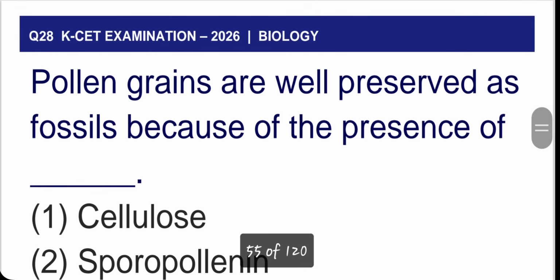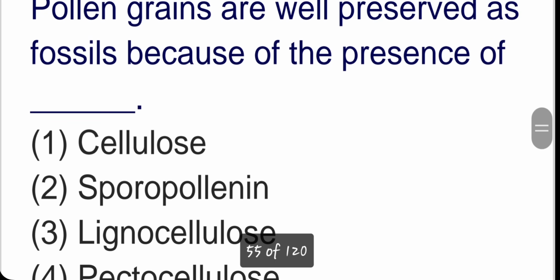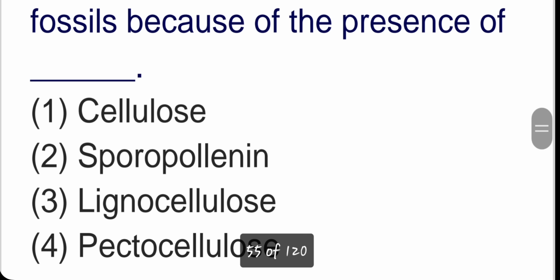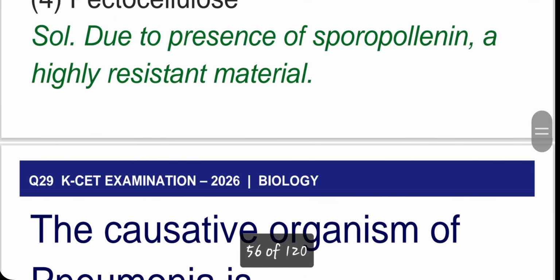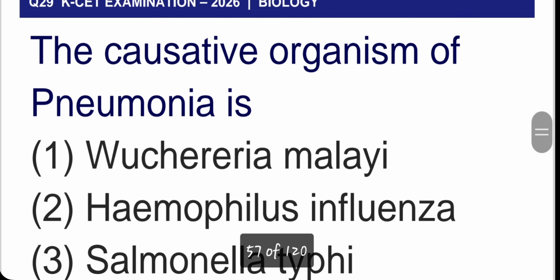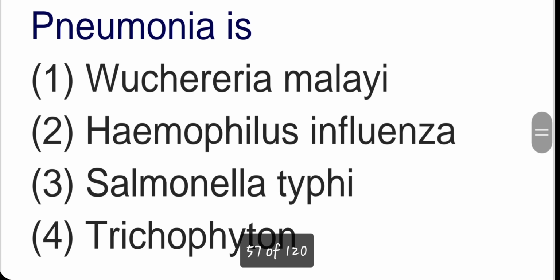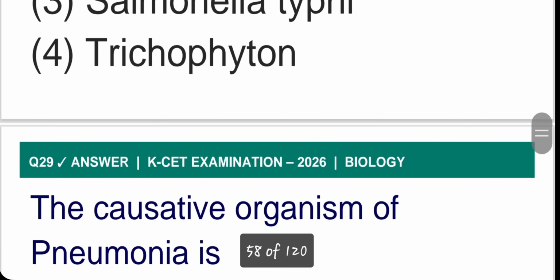Pollen grains are well preserved as fossils because of the presence of cellulose, sporopollenin, lignocellulose, or pectocellulose. It is because of sporopollenin, which is resistant to high temperature, pressure, and even enzyme activity. Sporopollenin is the answer, a highly resistant material. The causative organism of pneumonia is Haemophilus influenzae. Wuchereria causes filariasis, Salmonella causes typhoid, and Trichophyton probably causes ringworm. So Haemophilus influenzae causes pneumonia.